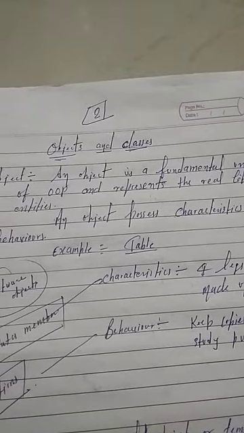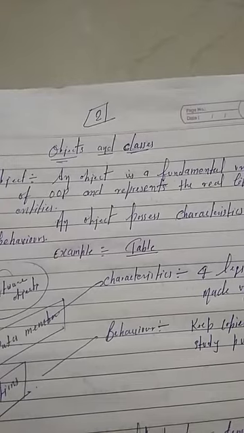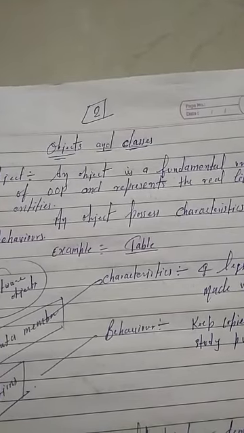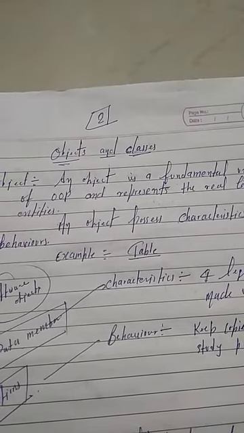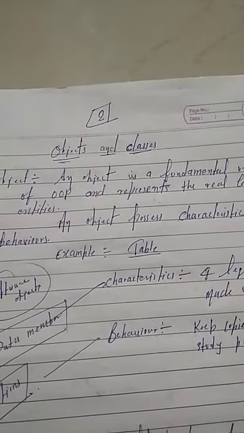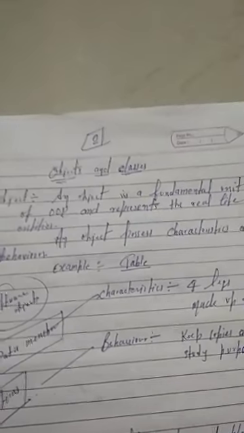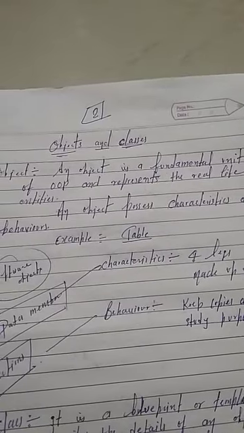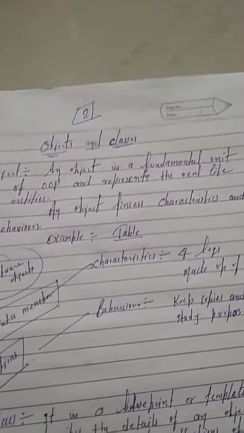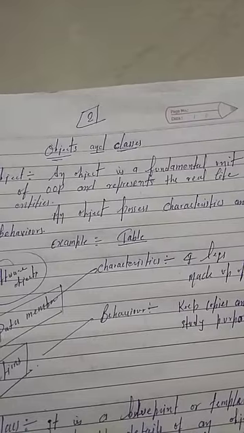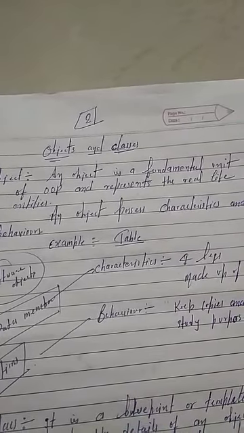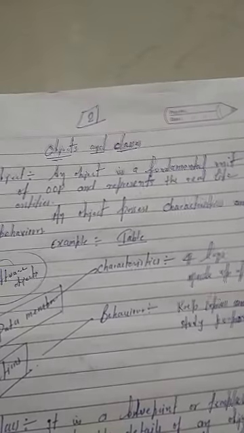Now today we are going to discuss objects, real world objects, software objects, what classes are, and what the properties of the classes are. So first, see the definition of an object. An object is a fundamental unit of object oriented programming and it represents real life entities.